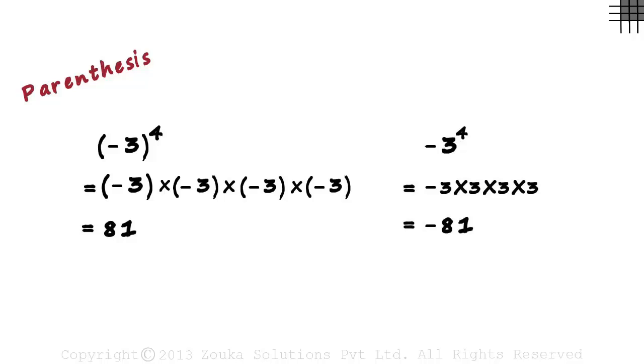In the second case, the minus sign does not get locked with 3 since we have not included the parentheses. The second case hence will not be considered a negative base exponent.